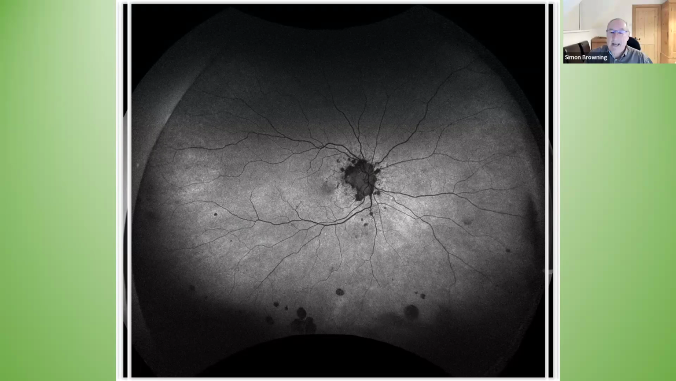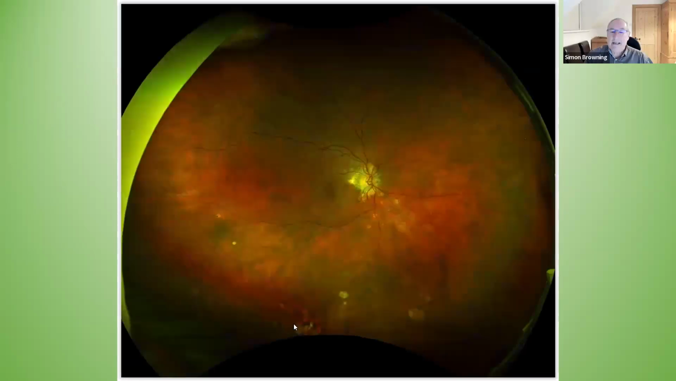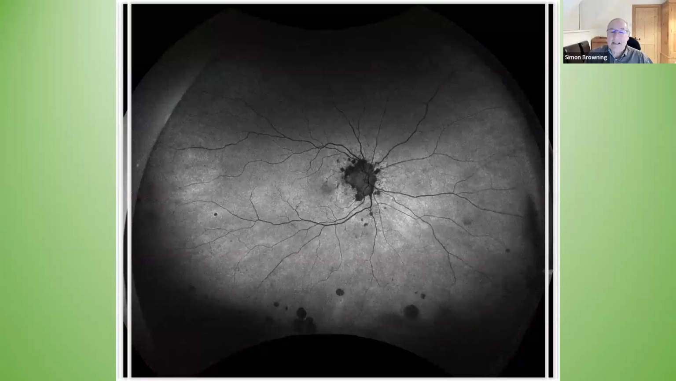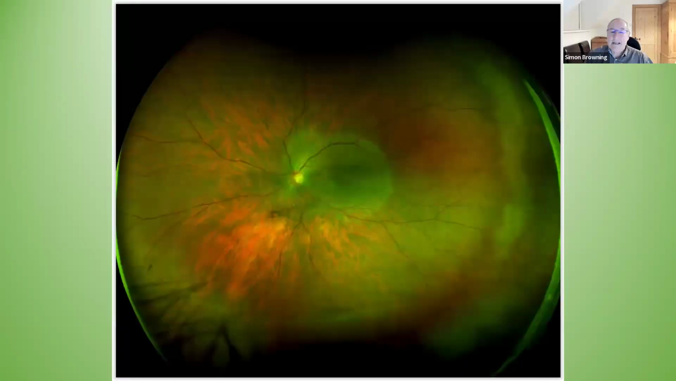So do I need to do anything with this at this point in time? No, you can see the borders are nice and clear, the edges are clear, and the autofluorescence is showing you that there's no ongoing hyperfluorescence, which would suggest you've got ongoing inflammation there. So this is probably dormant uveitis.